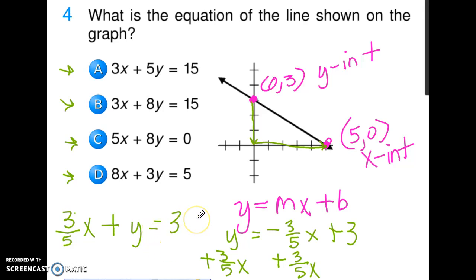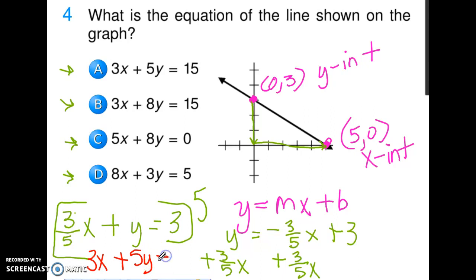Now my equation is in standard form, but it doesn't quite match any of these. That's because we have a fraction in this equation, but there are no fractions up there. If I multiply everything in this equation by 5, then I get 3x plus 5y equals 15. And that matches A. So there are several ways to do this problem. That's just the particular way that I chose to do it.